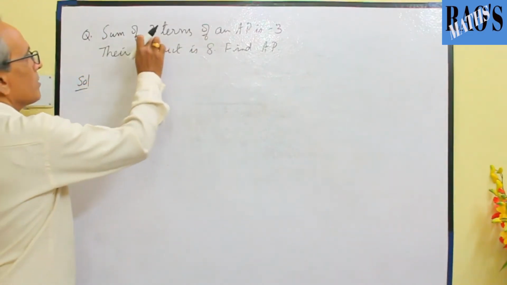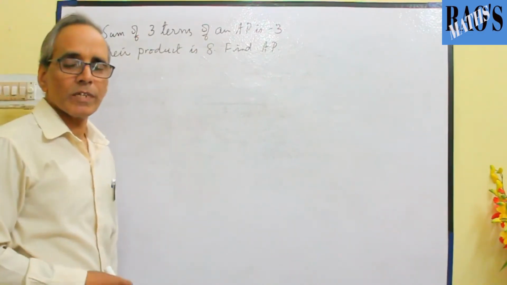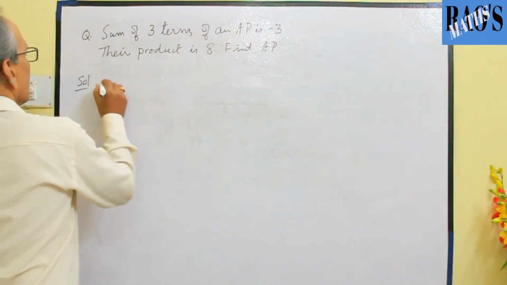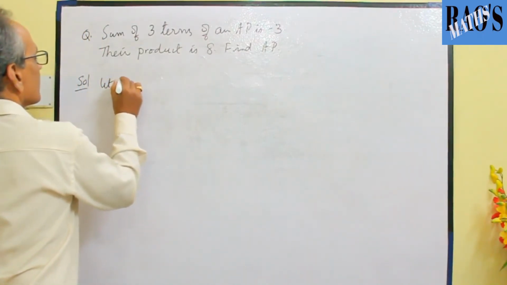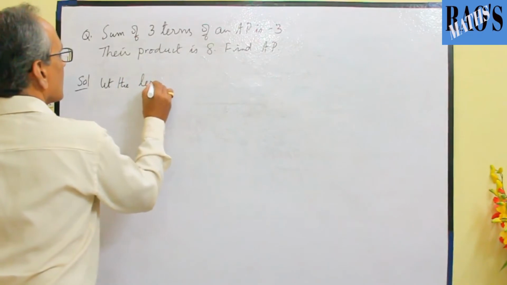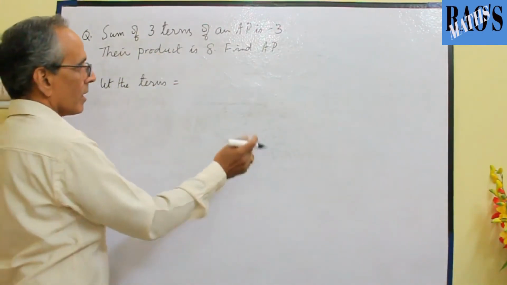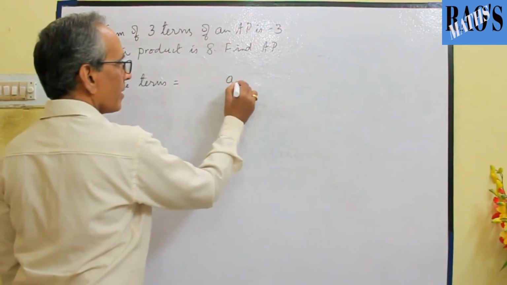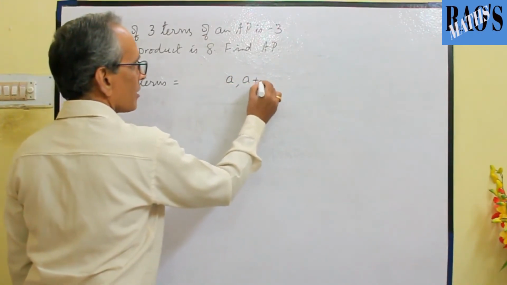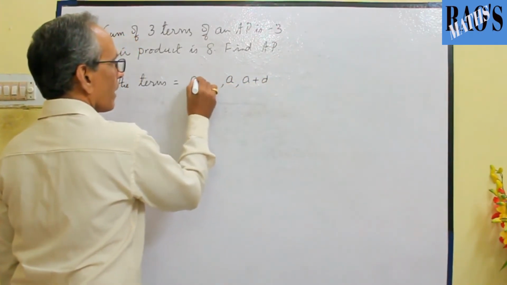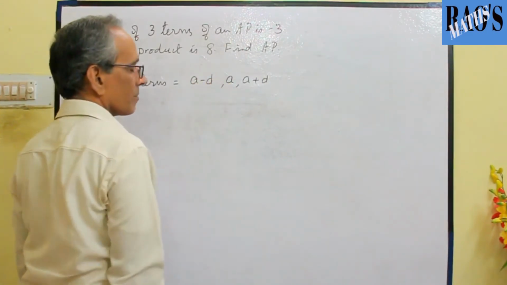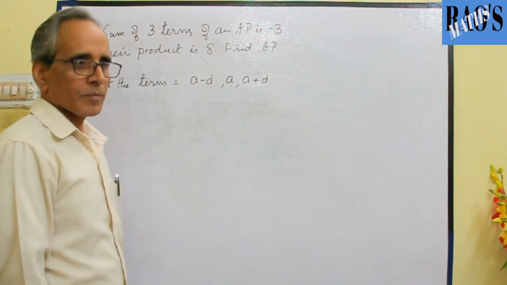So here the unknown terms are 3, which is an odd number, so we define the terms. Let the terms be, since we want an odd number of terms, I take the middle term as A, the right side A plus D, and the left side A minus D. These are the three terms of unknown values.